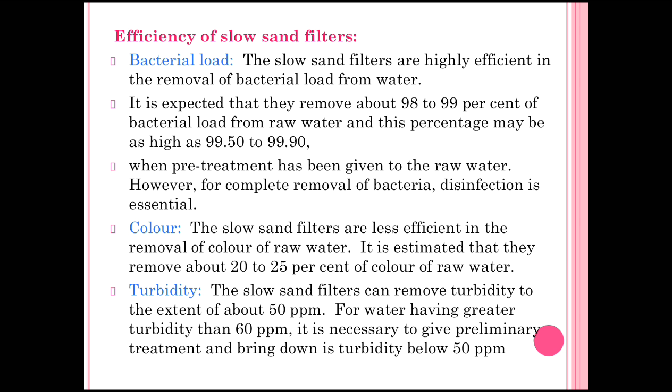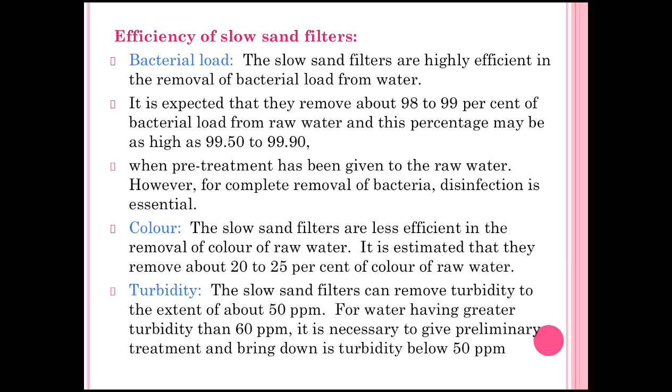First is the bacterial load. The slow sand filters are highly efficient in the removal of bacterial load from water. It is expected that they remove above 98 to 99% of bacterial load from raw water, and this percentage may be as high as 99.50 to 99.90% when pre-treatment has been given to the raw water. However, for complete removal of bacteria, disinfection is essential.